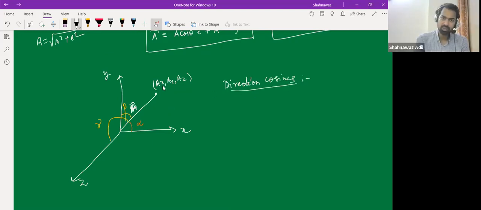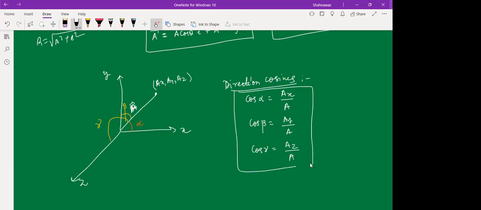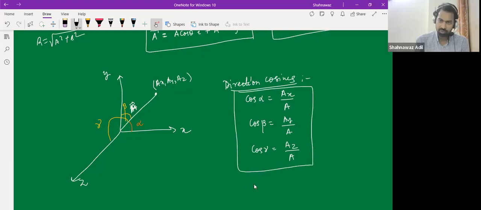So the direction cosine is, let's say, cos alpha, which is simply Ax by A. And then we have cos beta, which is simply Ay by A. And then we have cos gamma, which is Az by A. These are the direction cosines. And then we have a special property: cos square alpha plus cos square beta plus cos square gamma is how much?